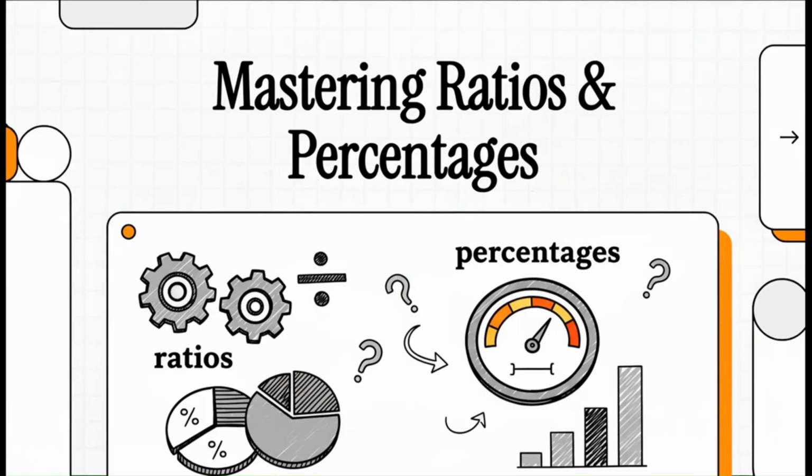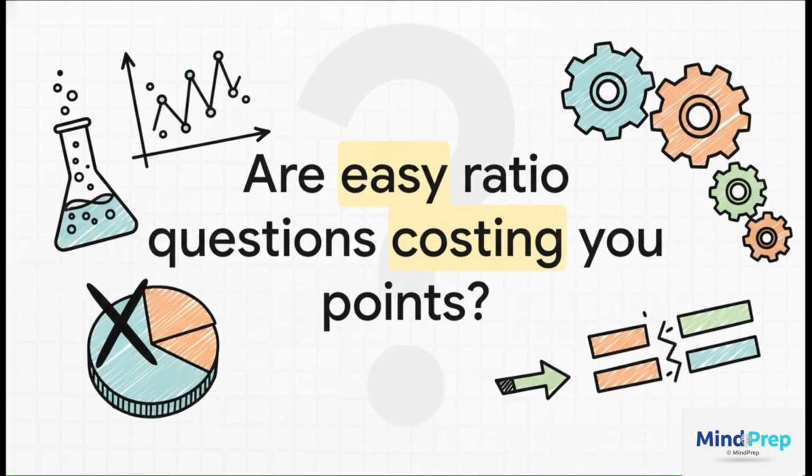All right, let's just jump right in. We're going to talk about one of the sneakiest ways the ACT science test tries to trip you up: ratios and percentages. And look, getting this down isn't just about grabbing a few extra points. It's about giving yourself a serious edge on the competition.